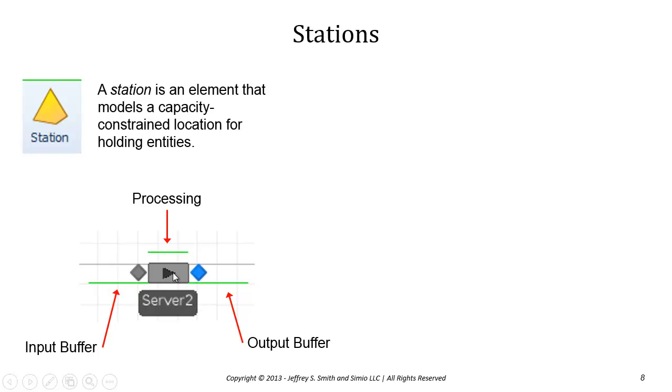When we look at a server object from the standard library, we've already talked at length about the input buffer, the processing area, and the output buffer. From an implementation standpoint, these are actually stations. So there's an input buffer station, a processing station, and an output buffer station. When an entity arrives to the server object, it's transferred into the input buffer station, then transferred into the processing station, and then eventually transferred into the output buffer station.